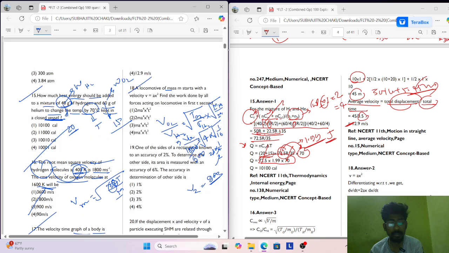A locomotive of mass m starts with a velocity v. Find the work done by all acting forces on the locomotive in the first t seconds. V is given, and we have to calculate the force. The formula for force is F equals m into a, and a equals dv by dt, right? How to calculate it now?